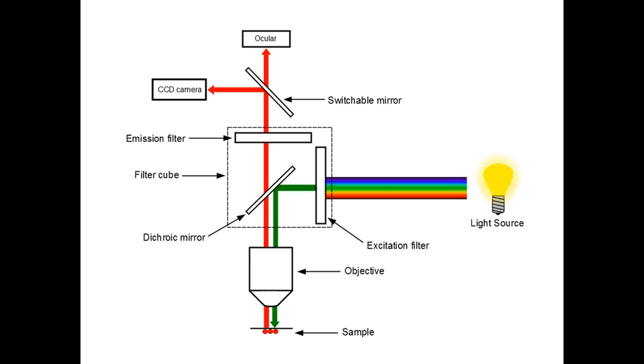You can see the picture. Here you can see the light source. On one side, you have an excitation filter and an emission filter, and the excitation light is coming into the sample, and from the sample only the emission light goes into the ocular lens or eyepiece lens. The excitation light is in green color, the emission light is in red color. So no green light is entering the eyepiece lens, in order to prevent any blindness. Then you have the emission filter, excitation filter, objective lens, sample, light source, then the dichroic mirror, which is like a mirror that will permit the passage of light. Then the filter cube, emission filter, then the switchable mirror, and the CCD camera, which is for taking any picture. Then the ocular lens. So this is all about the fluorescent microscope.